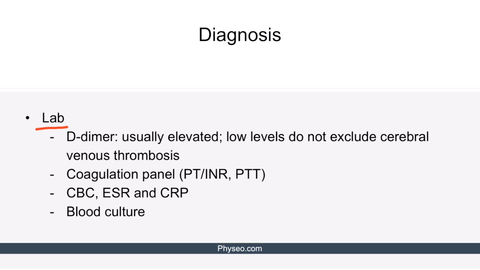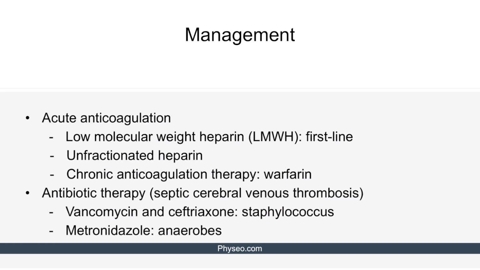Erythrocyte sedimentation rate, ESR, and C-reactive protein, CRP, will indicate a possible inflammatory or infectious etiology of thrombosis. Blood culture can be performed to identify the causative agent in cases of sepsis. Finally, let's discuss the management of cerebral venous thrombosis.